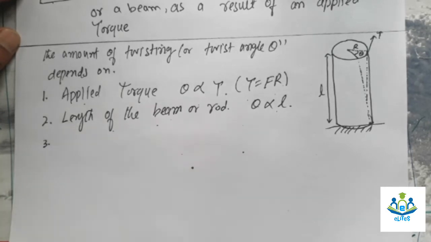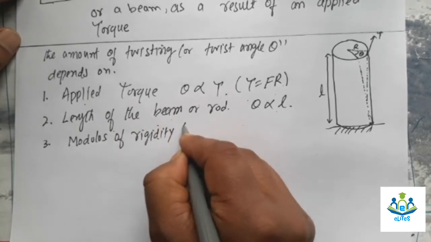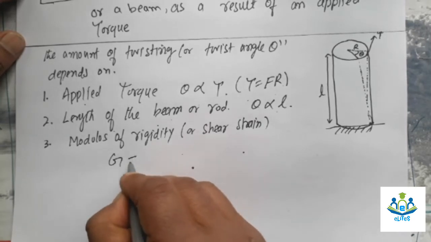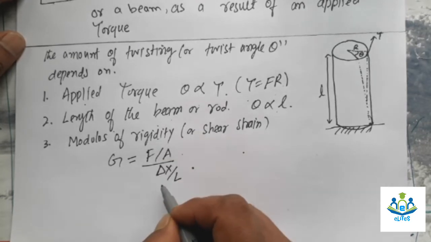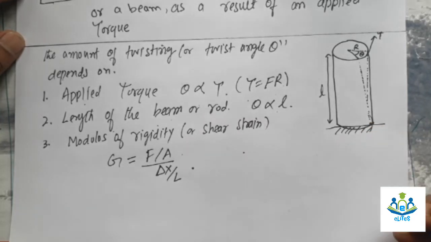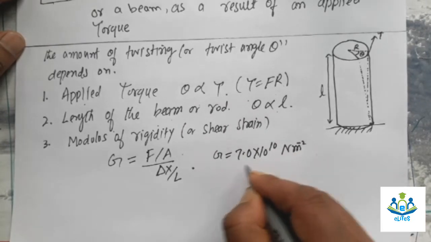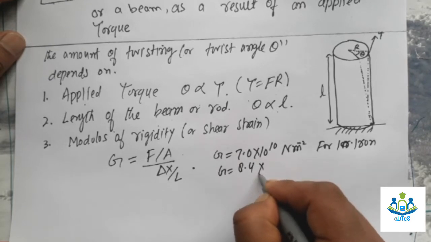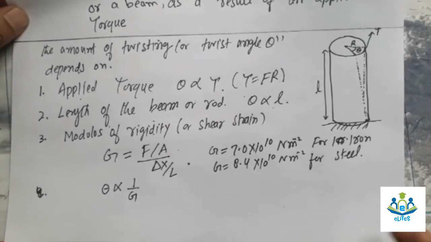Number third, modulus of rigidity. This twisting angle depends upon the modulus of rigidity. G is stress over strain, where stress is F by A and the strain is delta x by L. This is the shearing strain. So G is stress over shearing strain. It depends upon the material we use. For example, G is 7.0 into 10 raised to power 10 Newton per meter square for iron, and G is 8.4 into 10 raised to power 10 Newton per meter square for steel. And this angle of twist is inversely proportional to G.